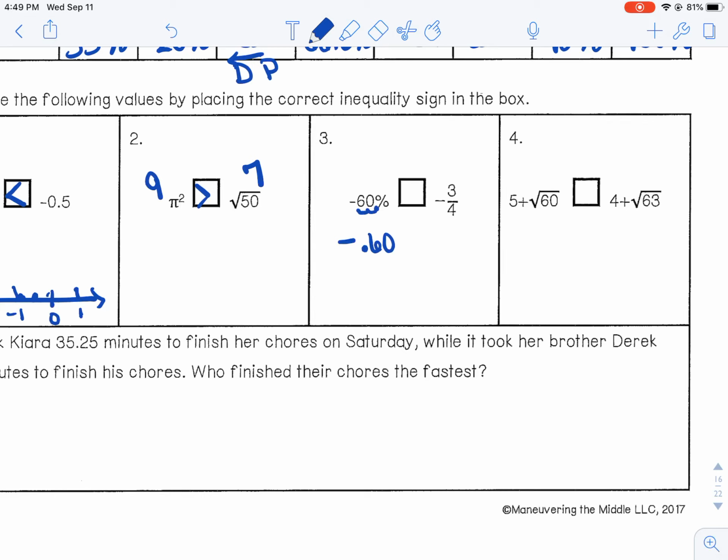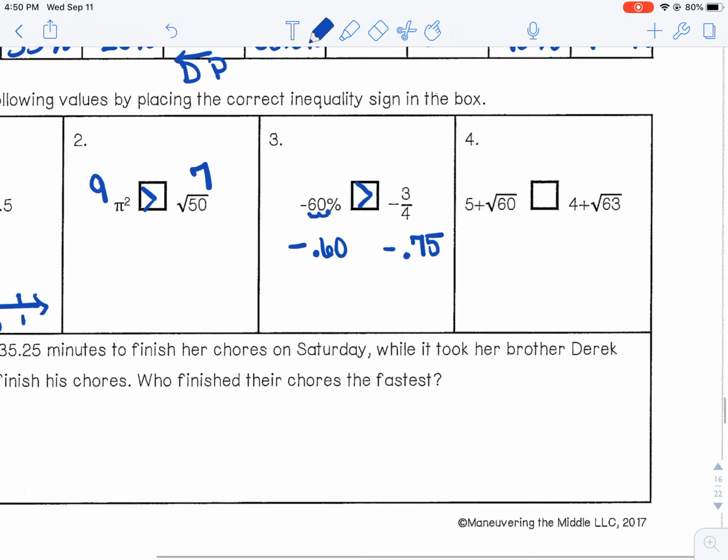Now negative 3/4, you can chop down the tree, or you can just kind of remember that that's going to give us a negative 0.75. If I have 3/4 of a dollar, 75 cents. So which one is larger? Again, the less negative it is, the greater that it is. I always look for the greater value.